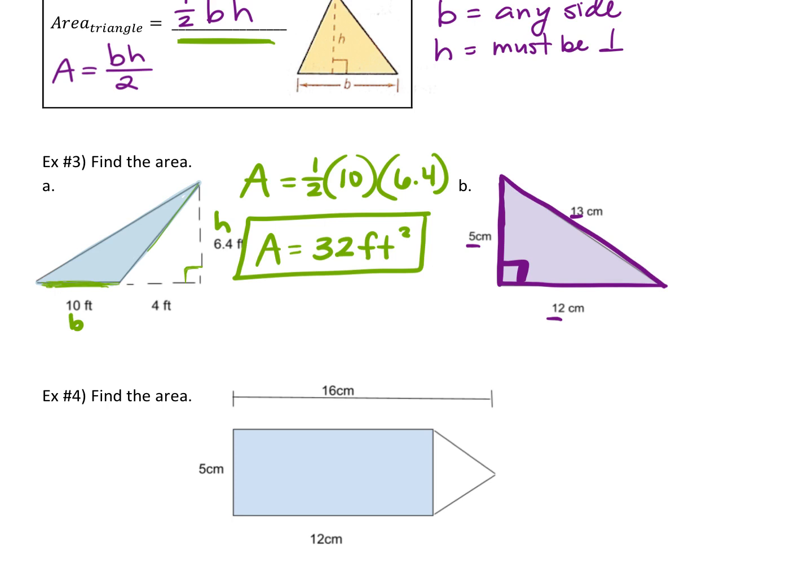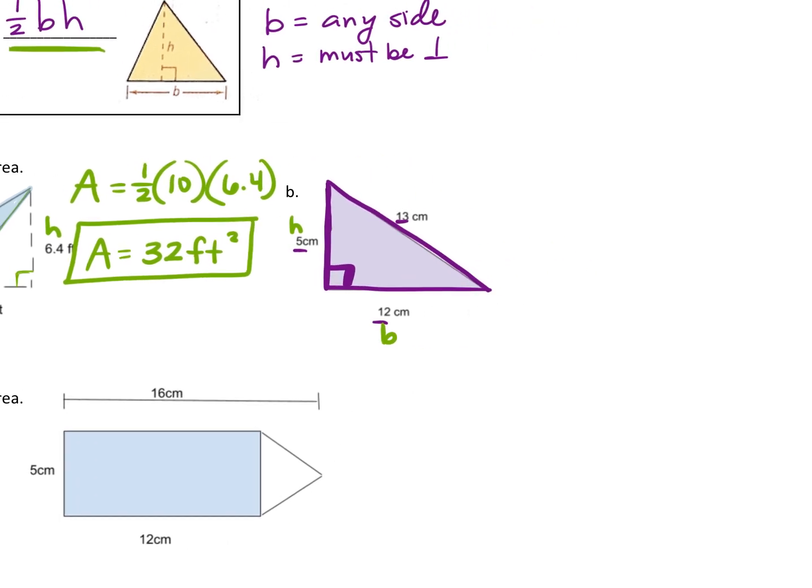So if that's a right triangle, then what is your base? 12. 12 would be a good one. You could also use 5, right? Because 5 has something perpendicular to it. But let's use 12 for now. What is your height? 5. Perpendicular to the 12 is a height of 5.